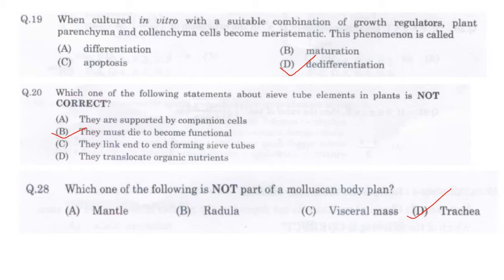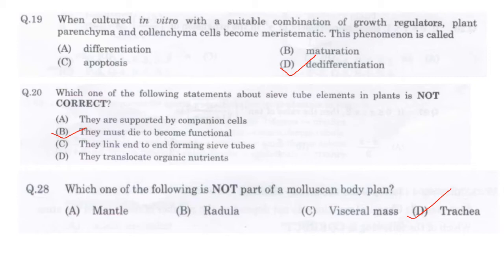Which one of the following statements about sieve tube elements in plants is not correct? Option A, they are supported by companion cells. That is true. They must die to become functional. That is false. They link end to end forming sieve tubes. They translocate organic nutrients. So the answer is option B, they must die to become functional. Actually, sieve elements are thin-walled cells that are alive at maturity. Okay, they are not dead and they lack nuclei.